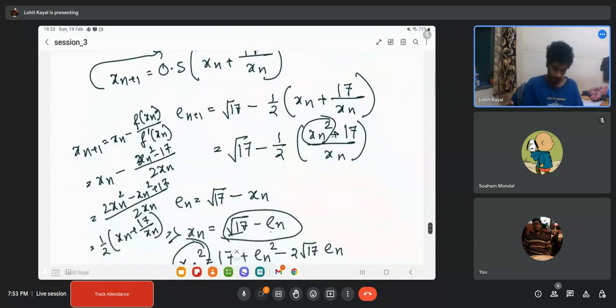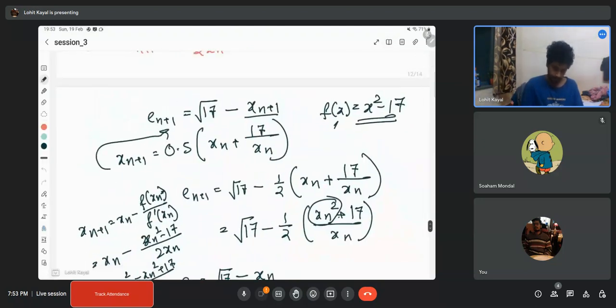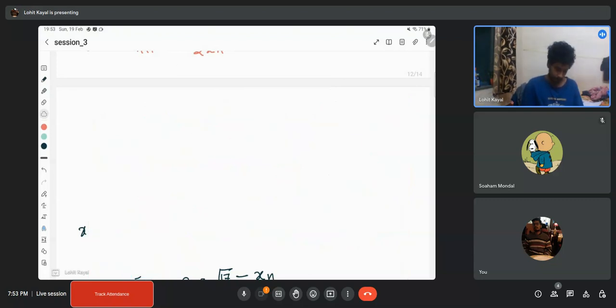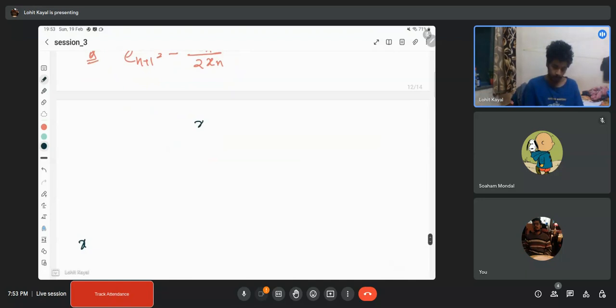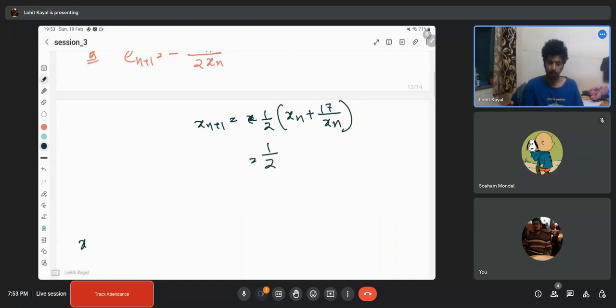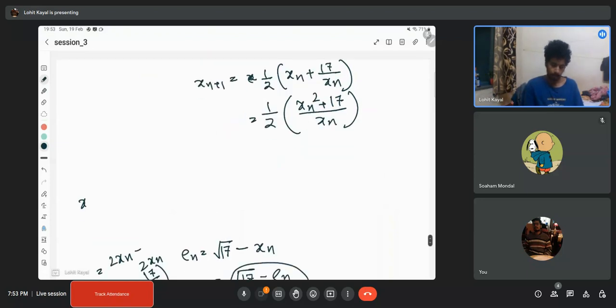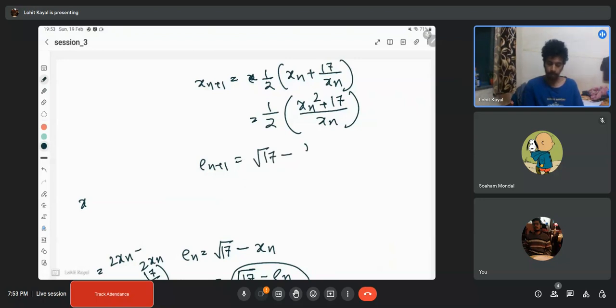So let me just refresh this. So here it will be x(n+1) equal to half of (xn plus 17 by xn). So it will be half of (xn plus 17 by xn), and your e(n+1) will be square root of 17 minus xn square plus 17 by 2xn.